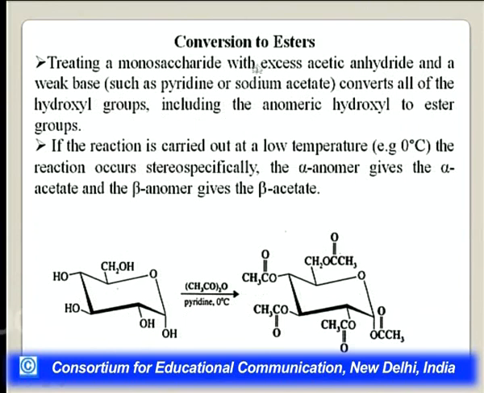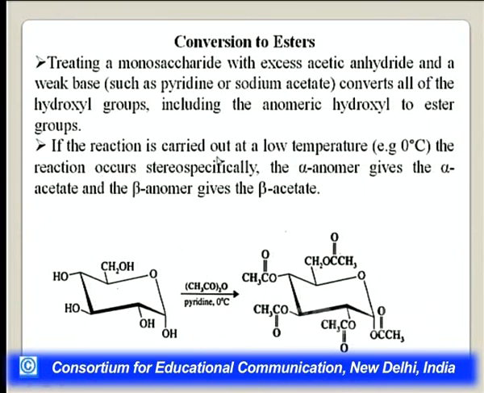Conversion to esters. You know what esters are? RCOOR. Treating a monosaccharide with excess acetic anhydride, and a weak base such as pyridine or sodium acetate, converts all of the hydroxyl groups, including the anomeric hydroxyl group, to the ester group. The ester group is R, C, O, O, R. You can see all the hydroxyl groups get converted to ester groups.